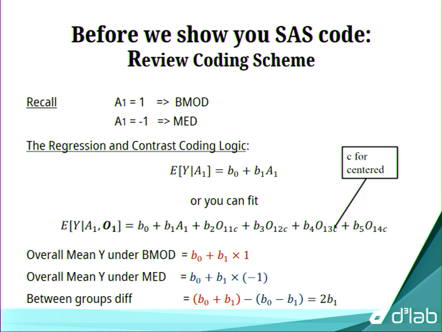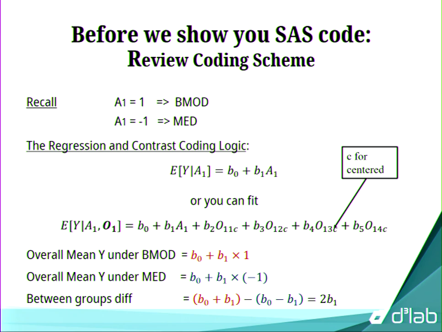So how do we do this? First, let's talk about the coding scheme. A1, the first stage intervention options indicator, is coded 1 for BMOD and -1 for medication. Remember? Okay. So to compare the two first stage intervention options, I can just take my outcome and regress it on this indicator for first stage intervention options. You see that? It's very simple. You see that I have an intercept and a coefficient for A1. Everybody with me?